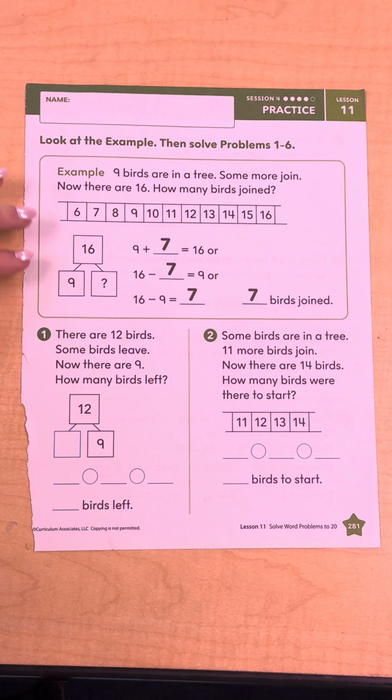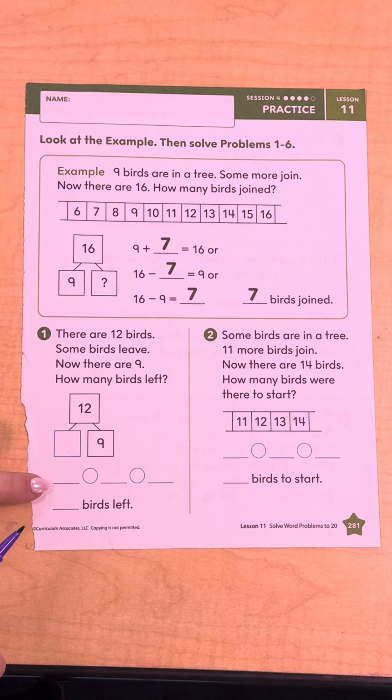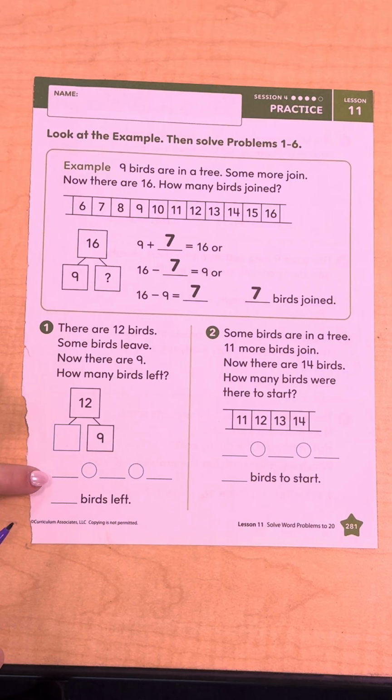It says there are 12 birds. Some birds leave. Now there are 9. How many birds are left? I'm going to start with my math equation. I'm going to read it again. Our 3 reads say that we need to figure out what we're talking about first.